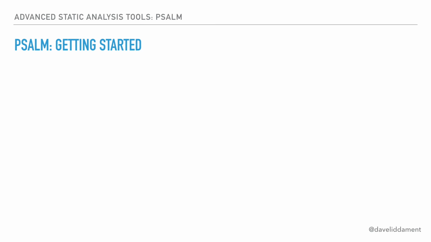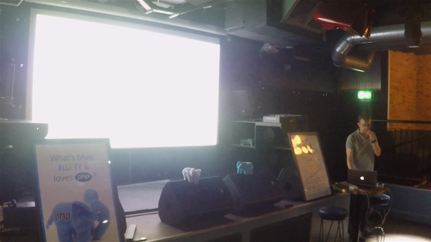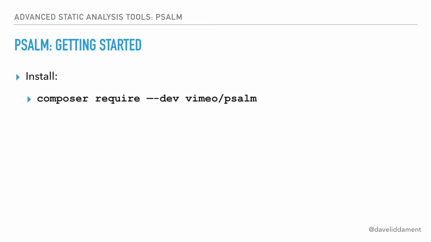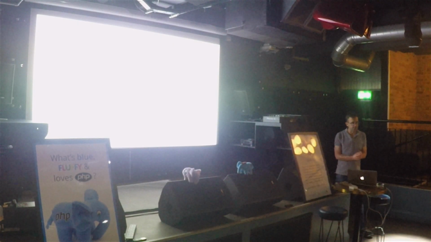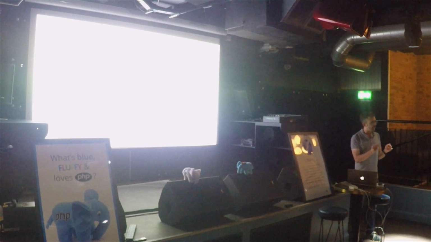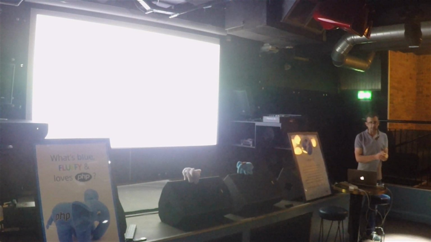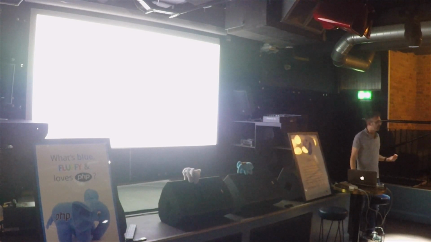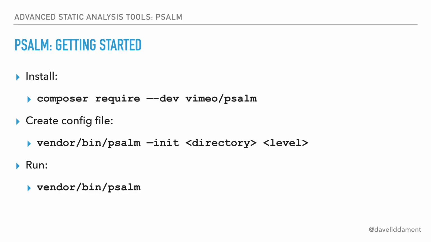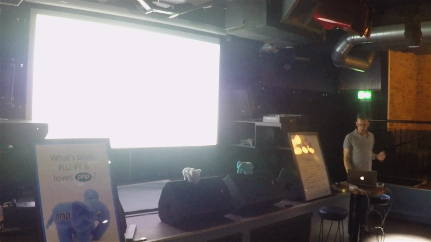So if you want to get started with one of these tools, which is what I would recommend, first of all, just install it, simple as that. Then often they will have config files, and they've all got various ways of generating the config. This is how you do it in Psalm. You just call init. You give it the directory you would like to analyze and what level you'd like it to operate at. That creates the config file, and then you just run it by calling psalm. And then probably your next step is to cry when you see the results.